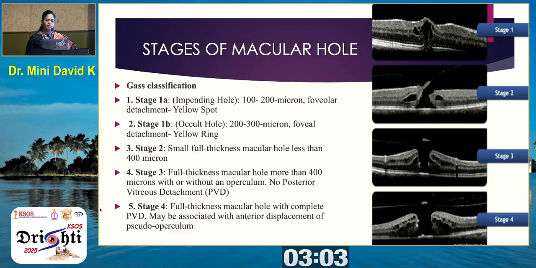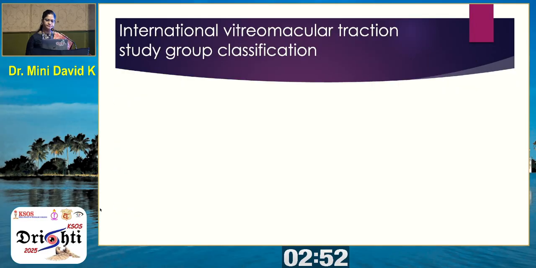Stage 2 is small full thickness macular hole, less than 400 microns. Stage 3 is full thickness macular hole, more than 400 microns, with or without an operculum. Stage 4 is full thickness macular hole with a complete PVD.